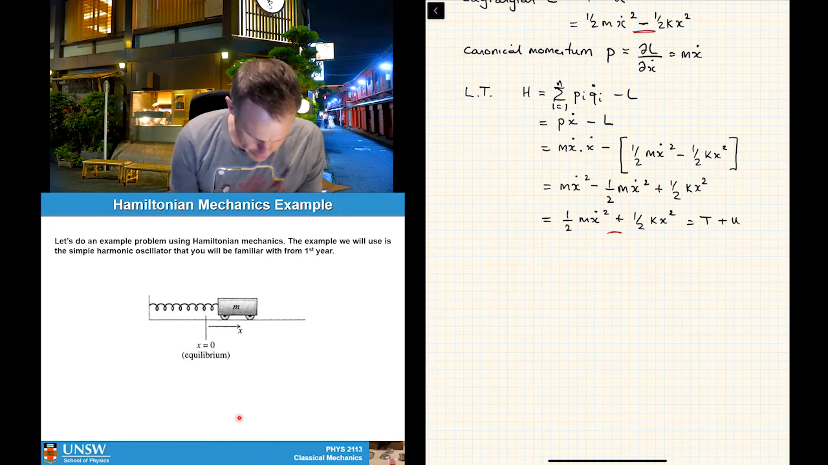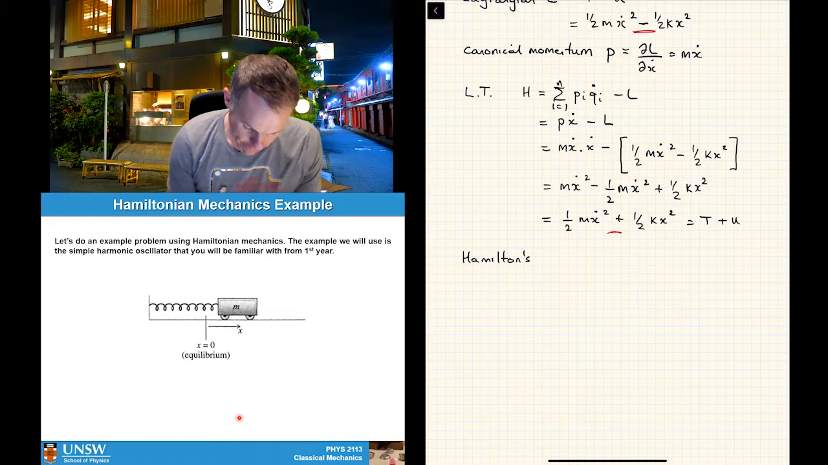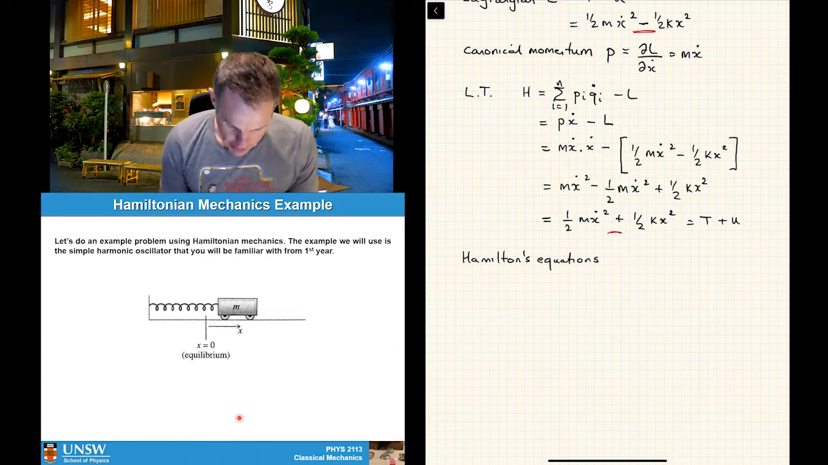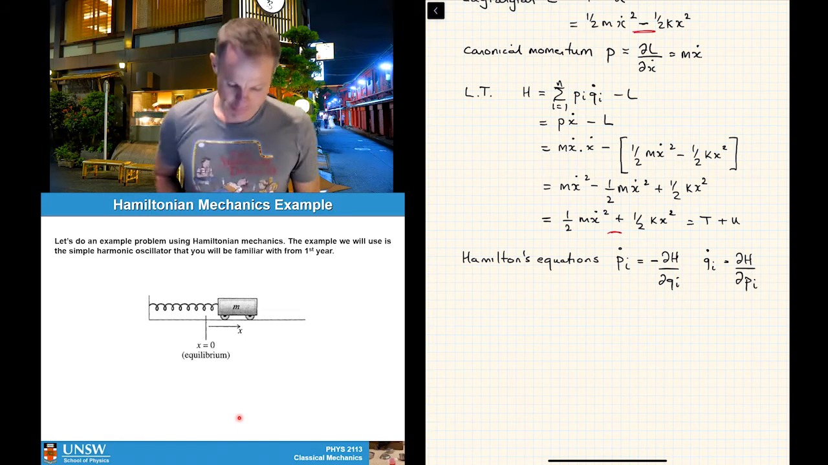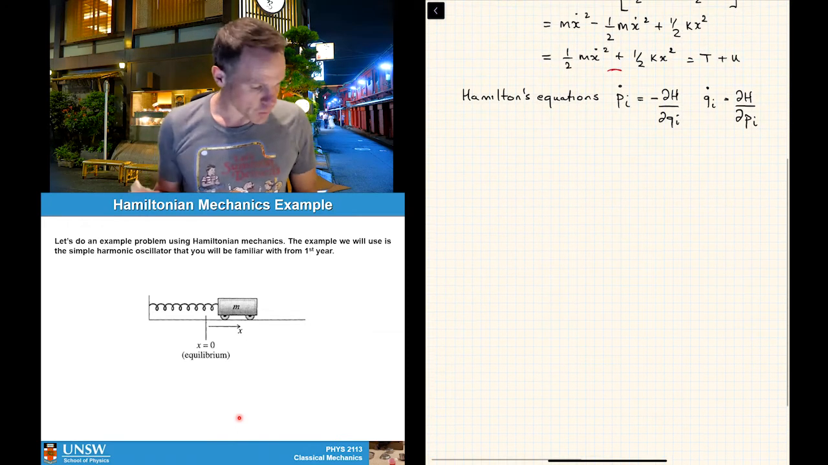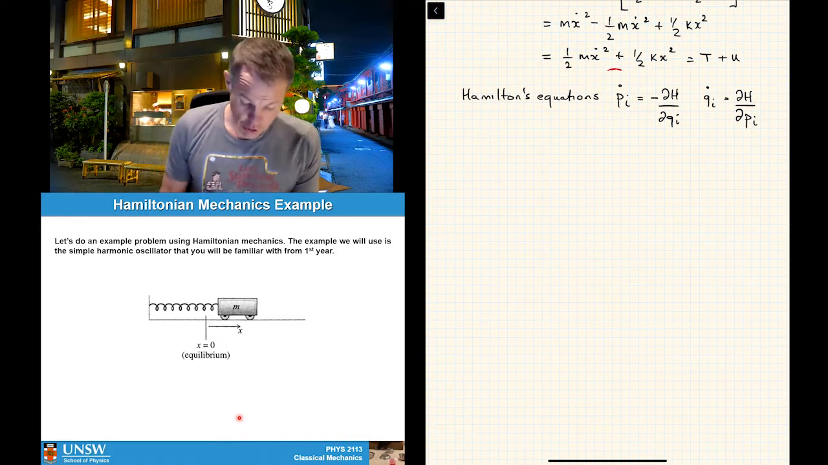So what we're going to do here is get Hamilton's equations. And we have them from earlier. They are p_i dot is equal to minus dH on dq_i, and q_i dot is equal to dH on dp_i. Okay, like so. All right, so now we really just have to take two derivatives here.